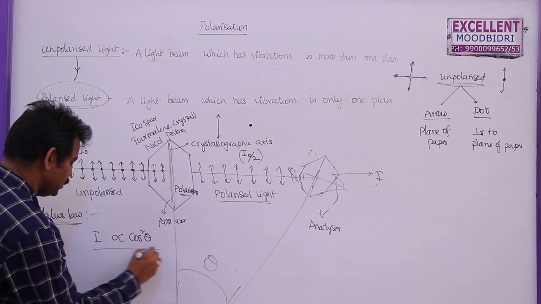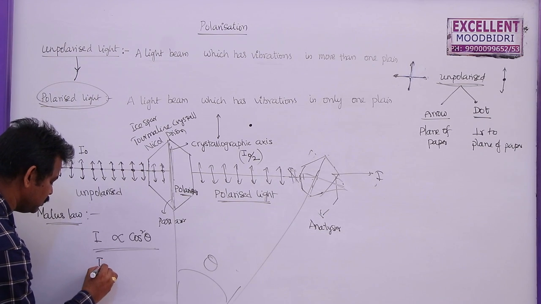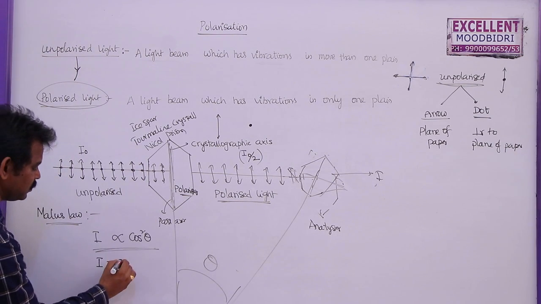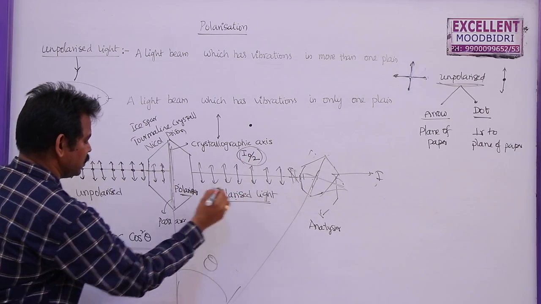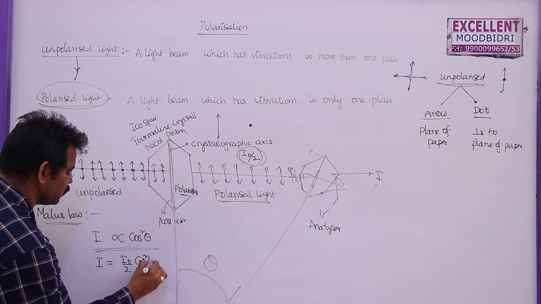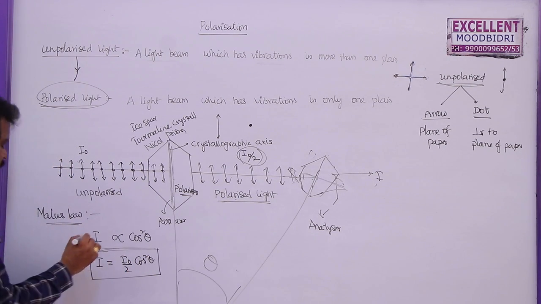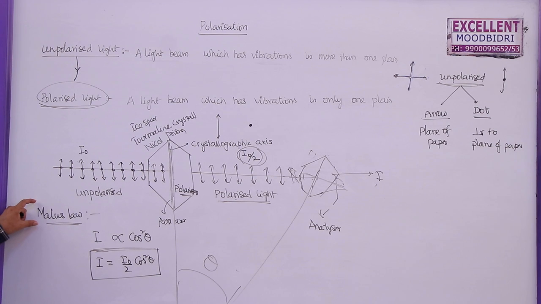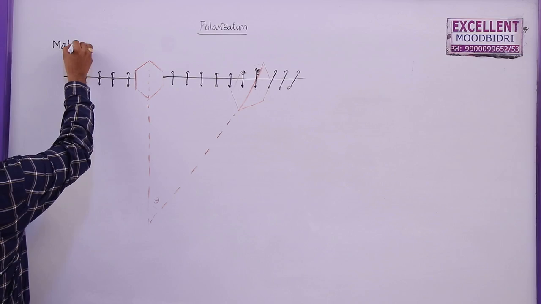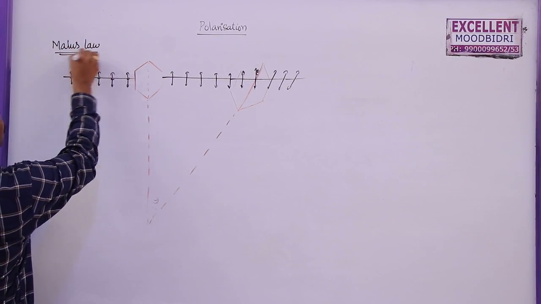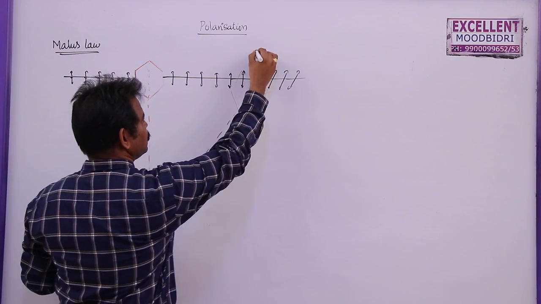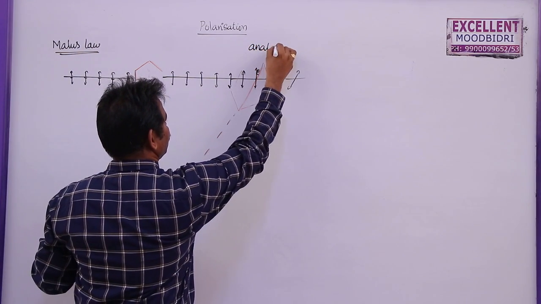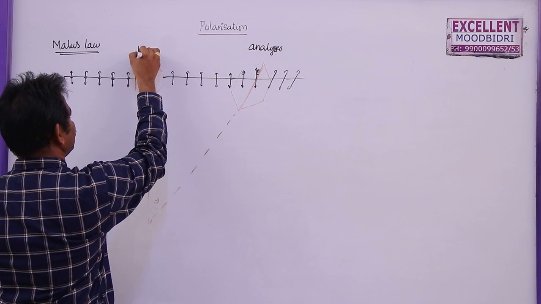Based on this, we can write the intensity of light emerging from the analyzer equal to the intensity of the polarized light, into cos square theta. So this is the very important formula for polarization. In Malus law, this is the intensity of the light emerging from the analyzer. So this is the analyzer, and the first polaroid is called the polarizer here.